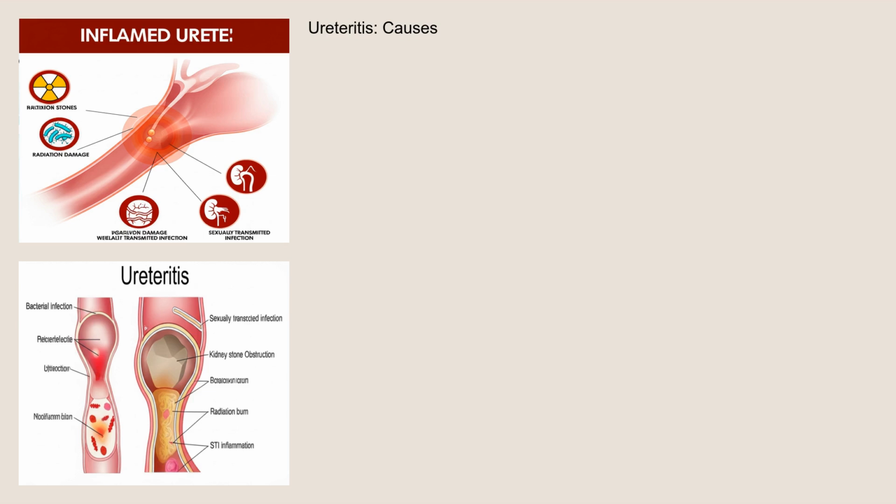So, what causes ureteritis? The most common culprit is a bacterial infection that has spread from the bladder, a condition known as cystitis, or the kidneys, known as pyelonephritis. These infections can irritate and inflame the ureteral walls. However, ureteritis can also arise from other factors.